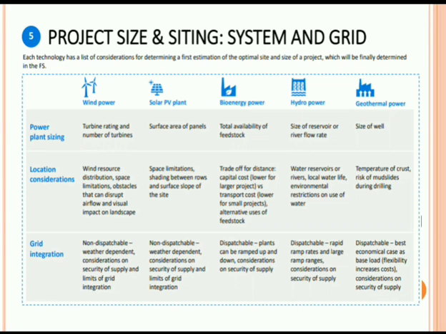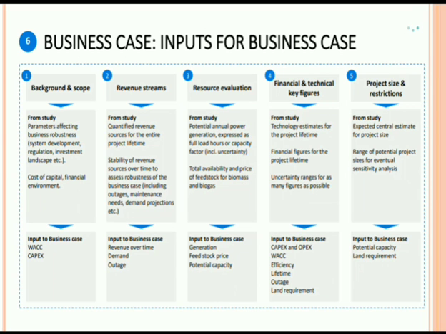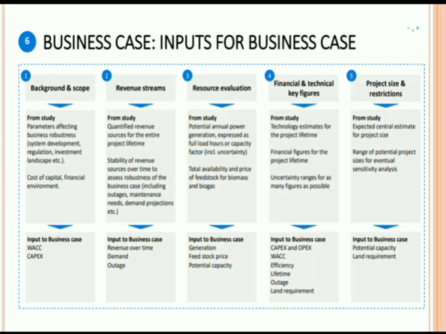Now let us move to the next step, that is business case. We will consider inputs for business case. In this business case, we will get different inputs from different steps. Means in the first step, that is background and scope, we will get the cost of capital and financial environment. In the second, revenue streams. In that, the inputs for the business case we will get, that is the revenue over the time, the demand of the revenue, and what is the outage revenue. All these inputs we will get for the business case study.